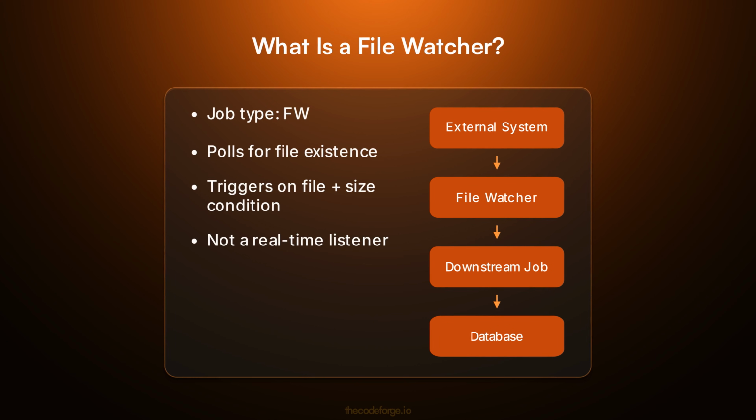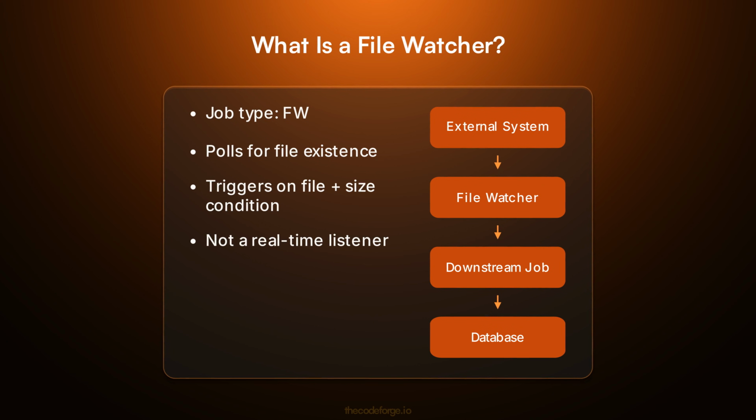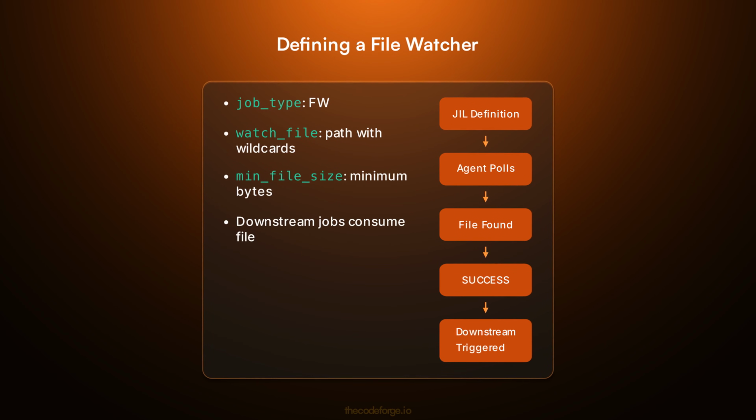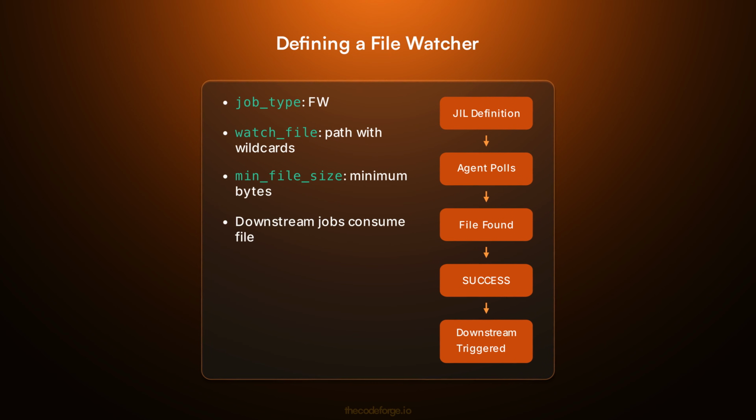A file watcher job is like a security guard at a loading dock. It polls a directory at a configurable interval, and when a file appears that meets the minimum size, it marks itself success and triggers dependent jobs. A file watcher job is defined in JIL with job type FW. The key attribute is watch_file, the path to monitor. The job succeeds when a matching file meets min_file_size. The file stays on disk. Downstream jobs must handle it.